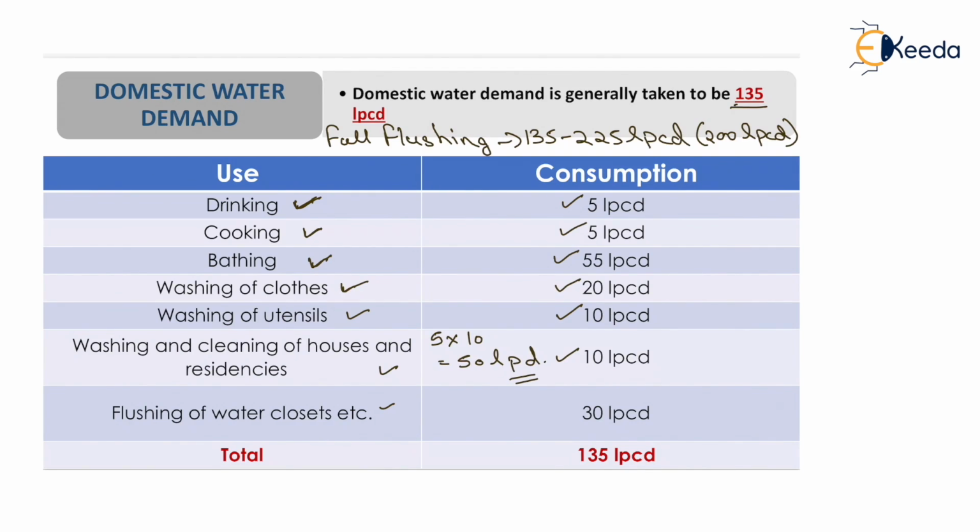Okay, now the next important use will be flushing of water closets, etc. The amount of water required for flushing of water closet will be 30 liter per capita per day. Now if we do the sum of all these values, then it will come as 135 liter per capita per day, which is the domestic water demand as per the economically weaker sections.